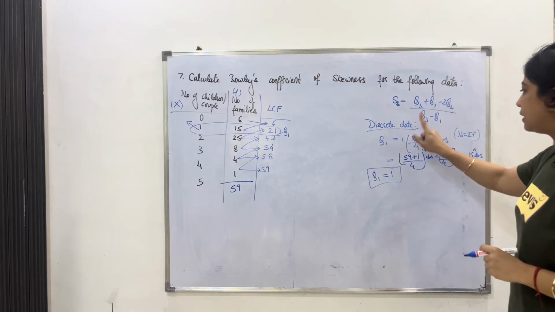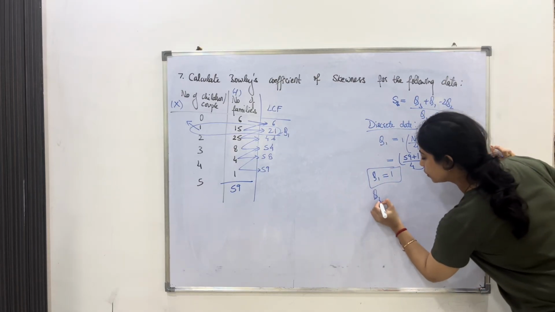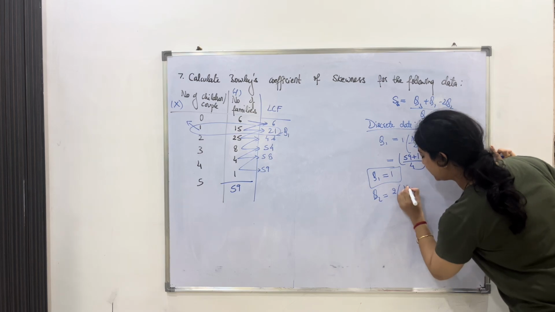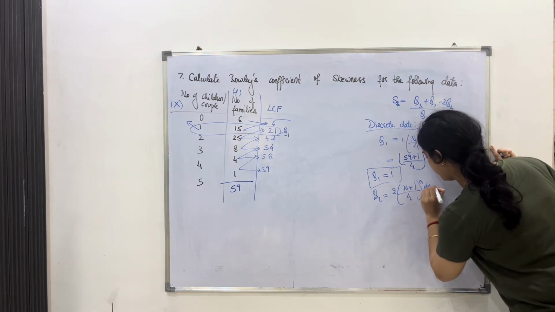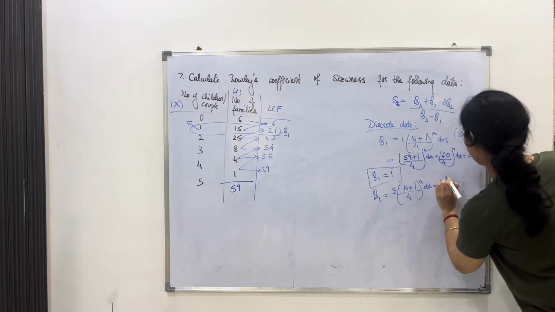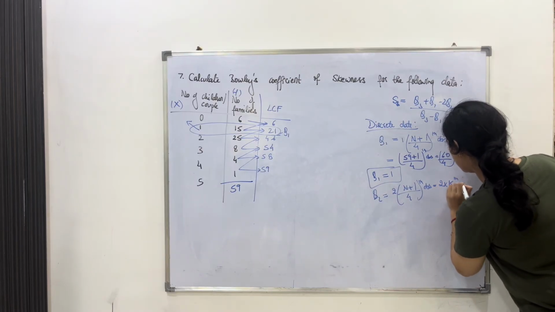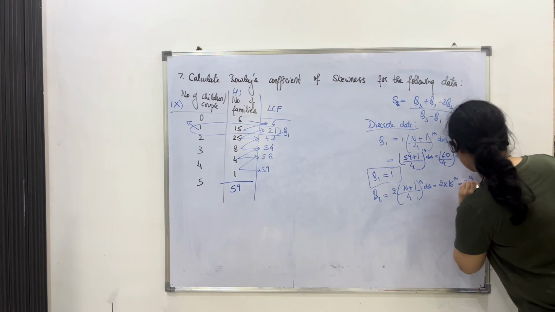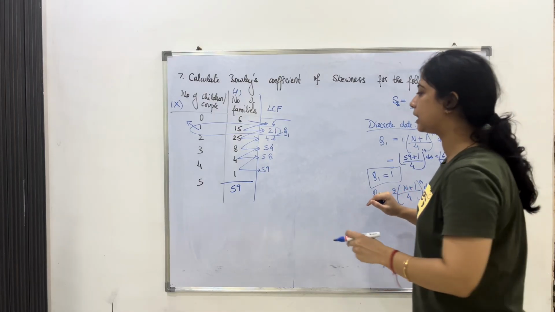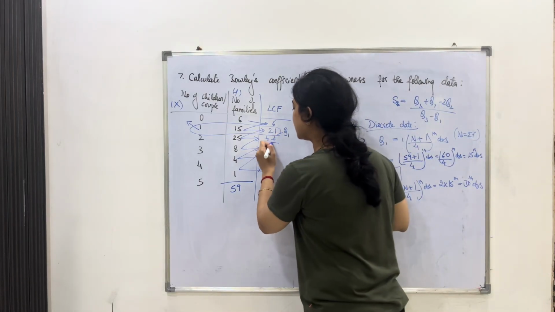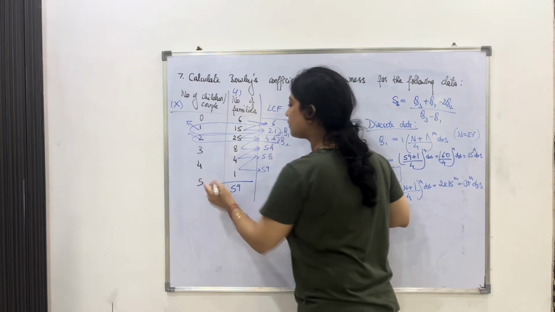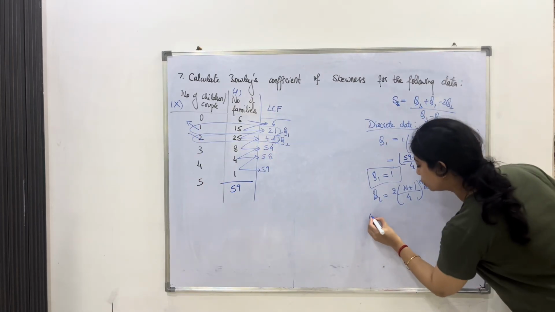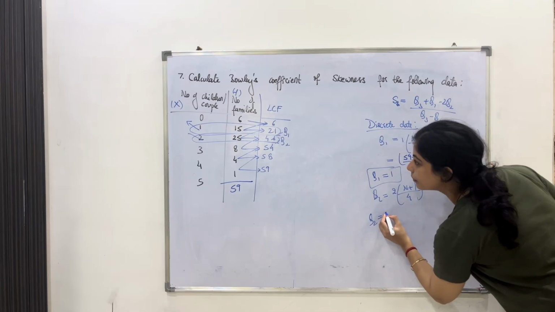Now let's calculate the value of Q2. Q2 is equal to again 2 into capital N plus 1 by 4th observation, which is 2 into 15th observation, which is 30th observation. The 30th lies again between 21 and 46, but the highest is 46. So this becomes the Q2 class. So this is the value of Q2. So Q2 is equal to 2.